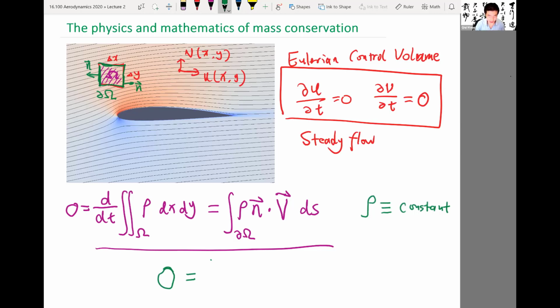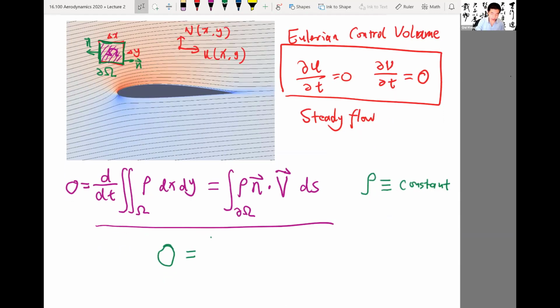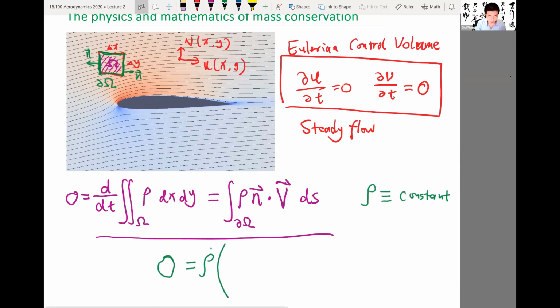Right? So we can pull the rho out of the integral, and everything else is going to be in the huge parentheses. And everything else is the integral over partial omega, the boundary of the control volume, of the normal times the velocity. So let's look at them one by one.